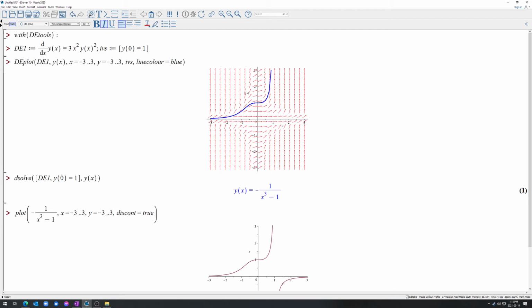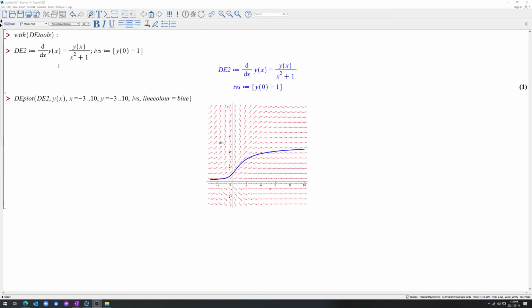Now, what about that second differential equation? Well, here is repeating that process with the second differential equation, y over x squared plus 1. And we see here our direction field with the initial value problem where y of 0 equals 1. And we can go ahead and get the dsolve command to confirm our answer. Here is the general solution, a constant times e to the arctangent x, and the solution to the initial value problem where y of 0 equals 1. That's simply just having that constant equal to 1, I guess, e to the arctangent x. And that would be the equation of this blue curve.